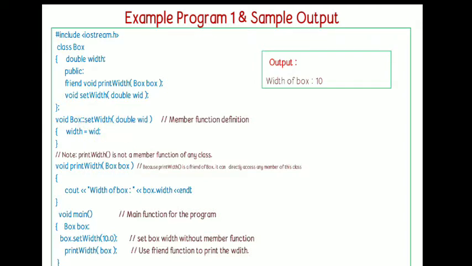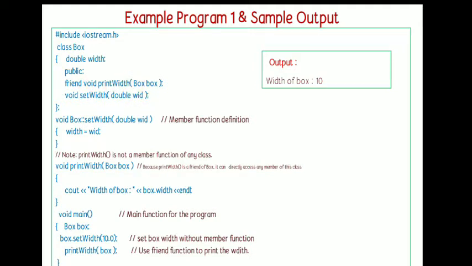Since it is defined outside, we have to use the scope resolution operator, then the name of the class. Here one parameter is passed, wid. This is assigned to the width. So using this member function, we are assigning the value of the width. Then we are defining the friend function.